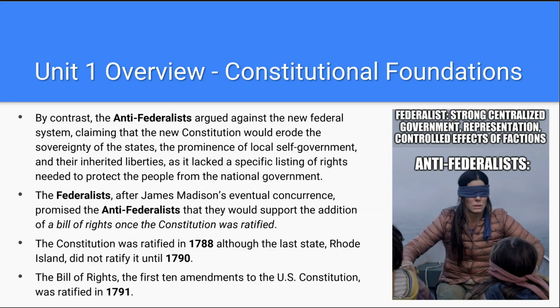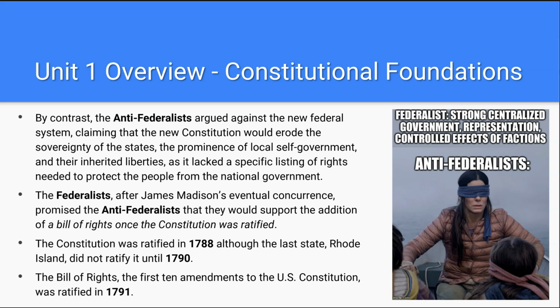By contrast, the Anti-Federalists argued against the new federal system, claiming that any new constitution would erode the traditional sovereignty and power of the states, the prominence of local self-government and the inherited liberties, as the document lacked a specific listing of rights needed to protect the people from a national government. So they wanted to have those rights listed. The Federalists ultimately promised the Anti-Federalists that once ratification was made, very swiftly thereafter, they would support the addition of a Bill of Rights that would enumerate those rights that are held by individuals.